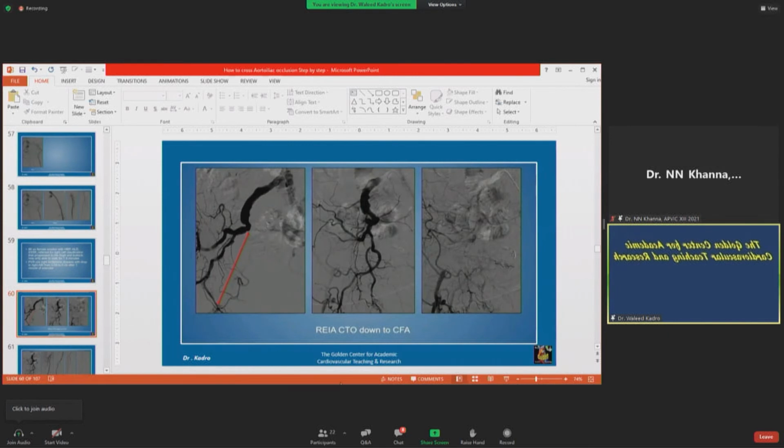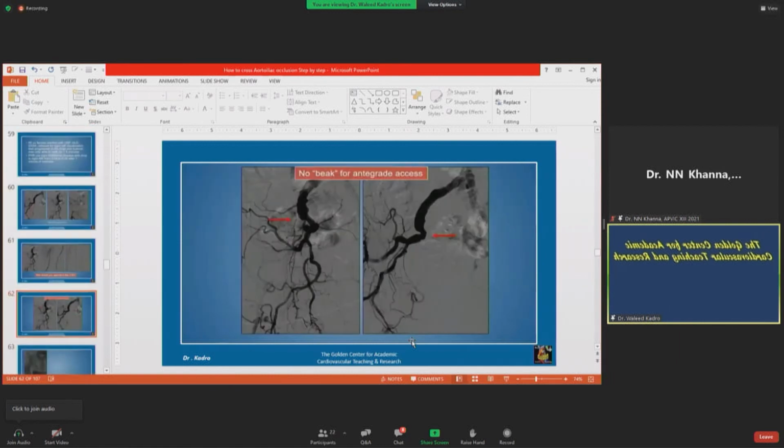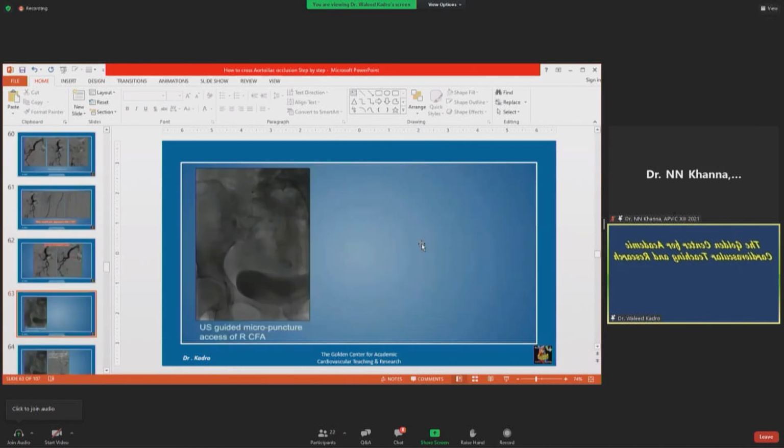So there is a right external iliac artery total occlusion. That's the common iliac, and that's the right, and this is the common femoral artery. So how would you approach that? This is a CTO. With that, there is no stump for anterograde crossing. Even if we do further angiogram, you could not see the stump of that.